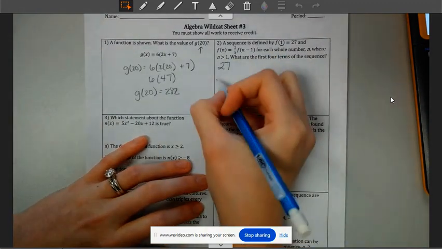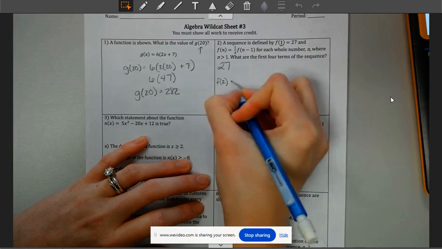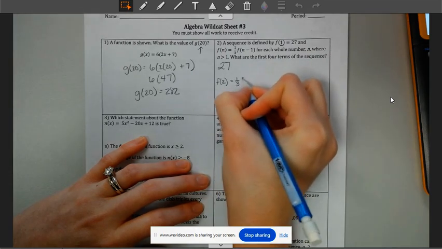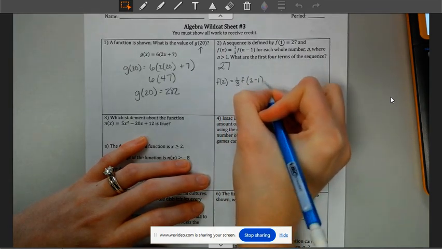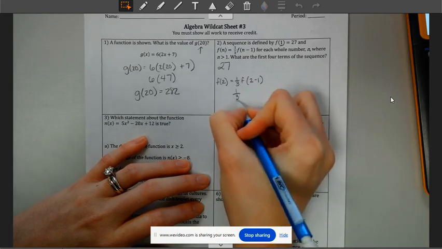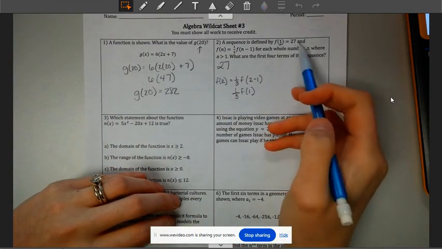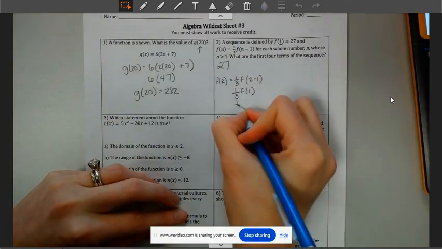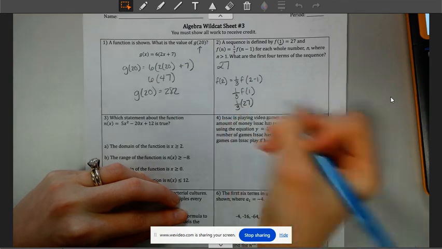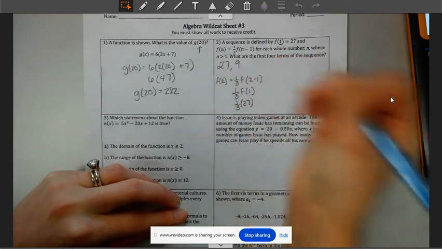Now I'm going to go ahead and plug in f of 2 is equal to 1/3 times f of 2 minus 1. Well, 2 minus 1 is just 1. Well, don't I know what f of 1 is? Well, f of 1 is 27. So really, I'm just going to be doing 1/3 times 27. 1/3 times 27 gets me 9.